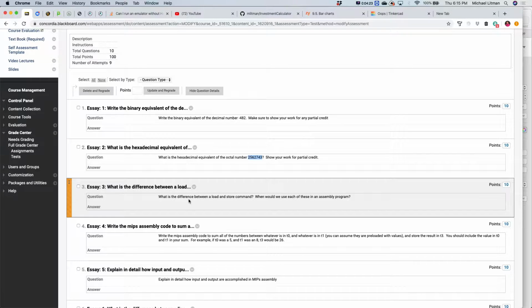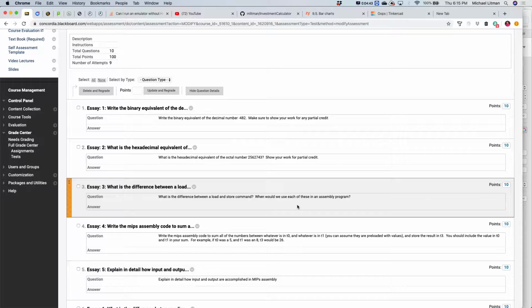What's the difference between a load and a store command? When would you use each of these in an assembly program? So load takes something from the hard drive and puts it into a register. Store takes something from a register and puts it into data memory. Yep. All right, that makes sense.